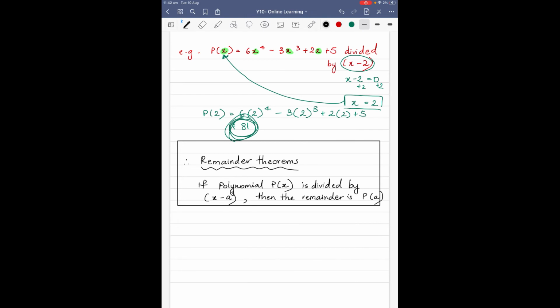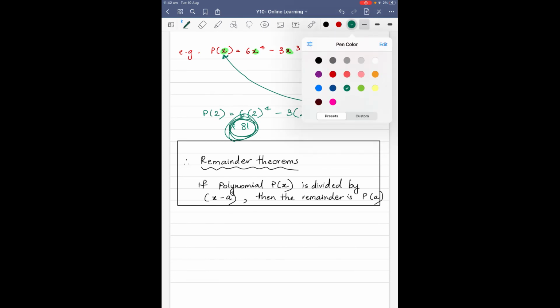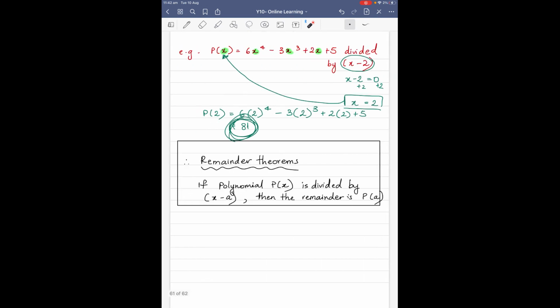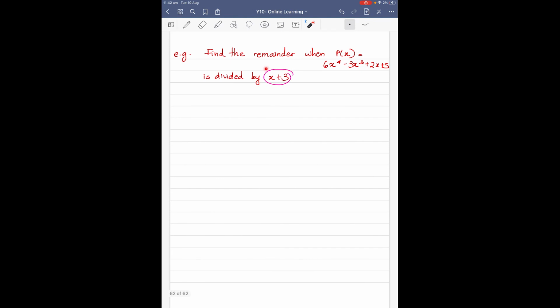If you're unsure how this works, let's just do one more example before we head off. Find the remainder when P(x) is this and it's divided by x plus 3. Over here we did x minus 2, which is a negative. Here we're going to do x plus 3.